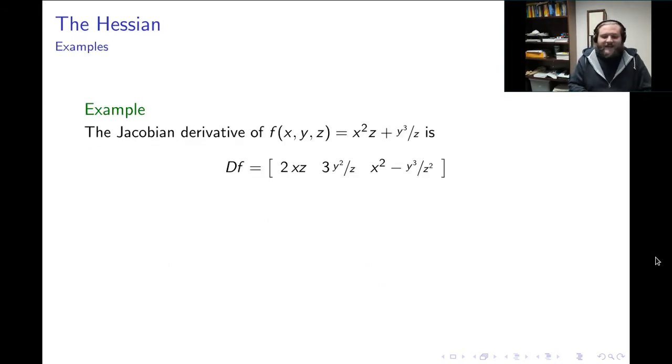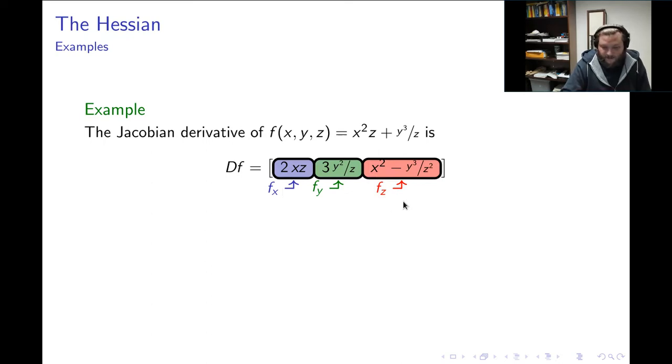So let's look at an example here. In this situation, I'm studying a scalar field on 3 variables. This is f of xyz equals x squared z plus y cubed over z. I could calculate the Jacobian derivative of this scalar field. So this is a function from R3 to R1, so the Jacobian derivative should be a 1 by 3 matrix. And the 3 entries in this matrix should be the derivatives with respect to x, with respect to y, and with respect to z here. So I have f sub x, f sub y, and f sub z here.